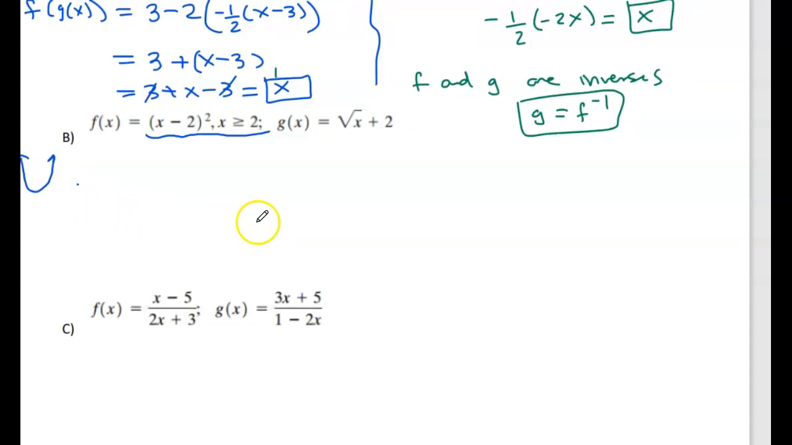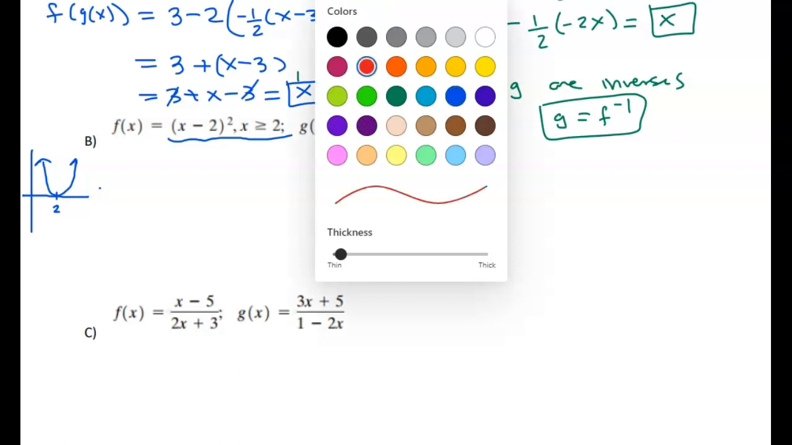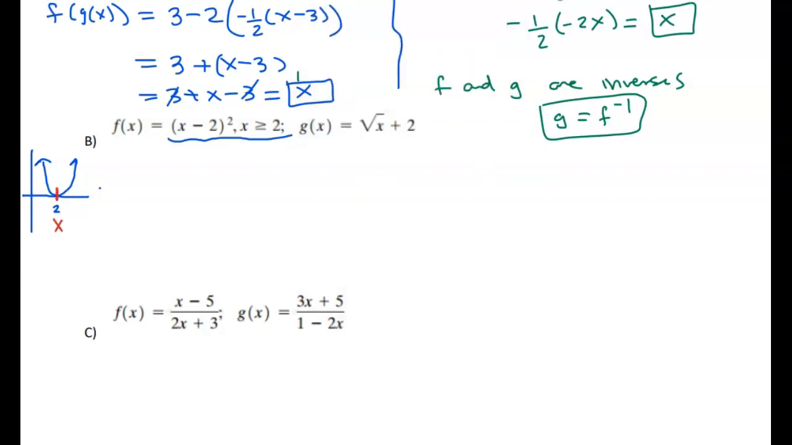Alright, so let's move back. If I look at (x minus 2) squared, this is what this function looks like. The entire thing is not one-to-one. So what you do is you just look at the part where x is bigger than or equal to 2, so only half of the parabola, and this part is one-to-one. We're not looking at the entirety of the parabola, just the right half, and then it's a one-to-one function.